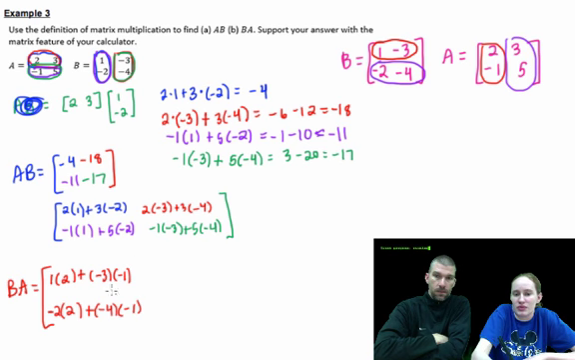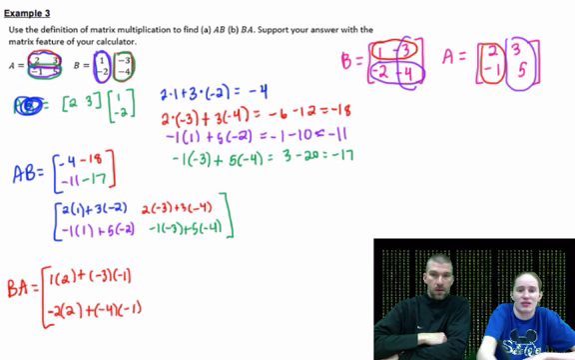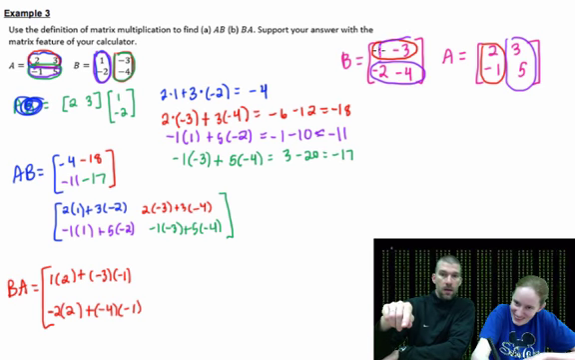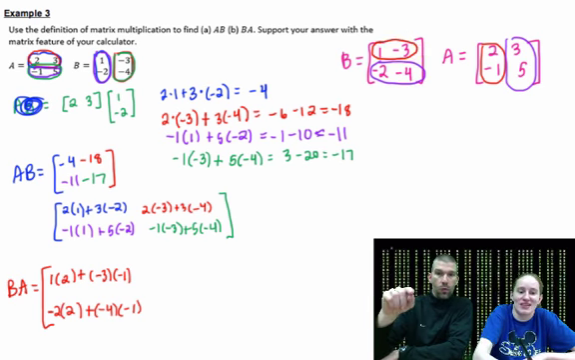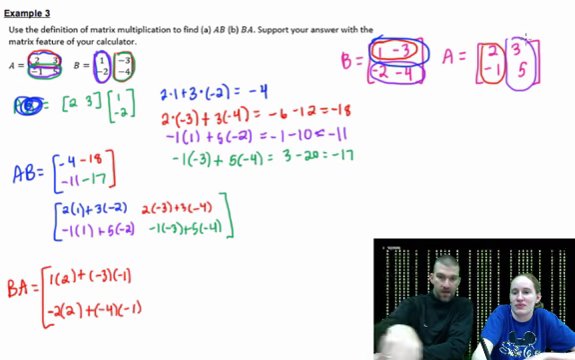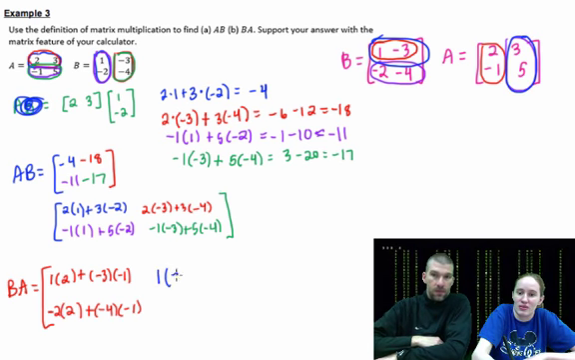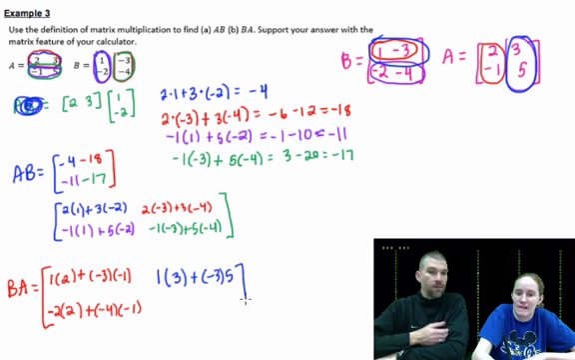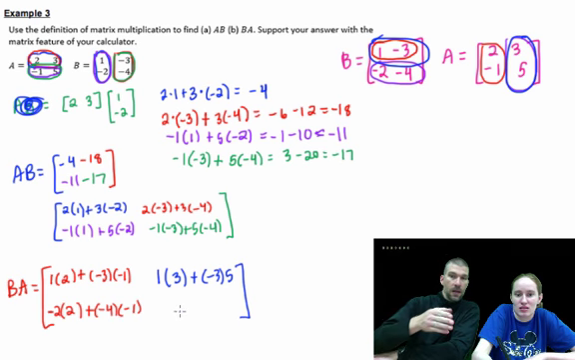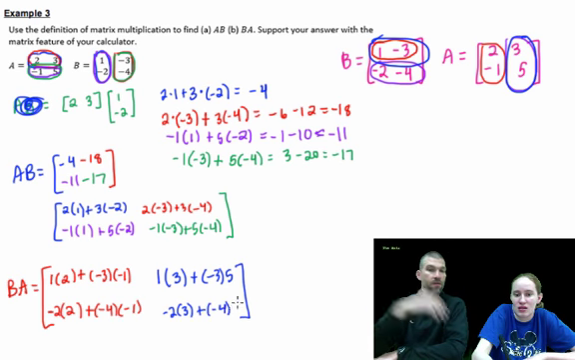Negative 2, negative 4, and 3, 5. No, just kidding. 1, negative 3, 3, 5. This is terrible. Okay, see, it's tricky. You've got to pay attention. 1 times 3, plus negative 3 times 5. And then we can fill in the rest of the pattern there. So it's going to be negative 2 times 3 plus negative 4 times 5.